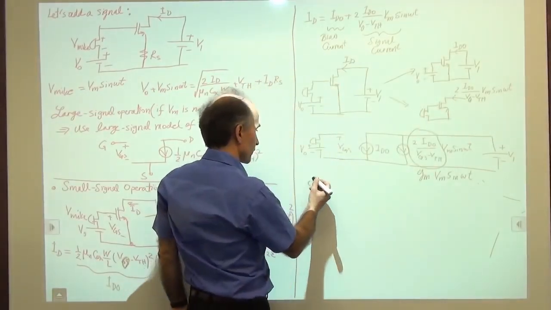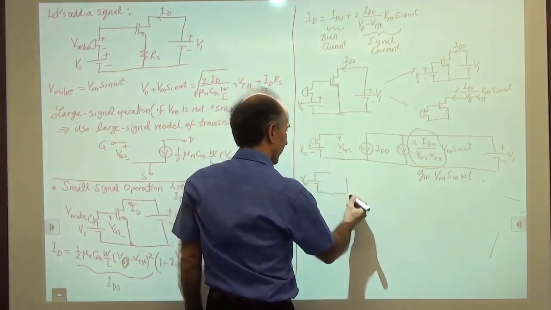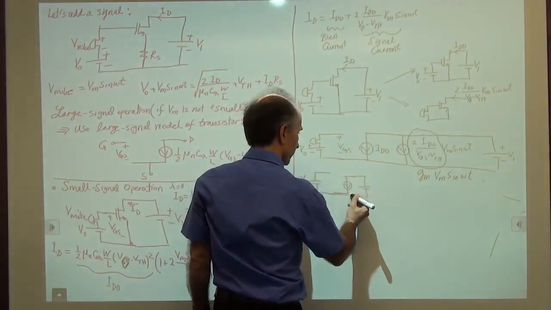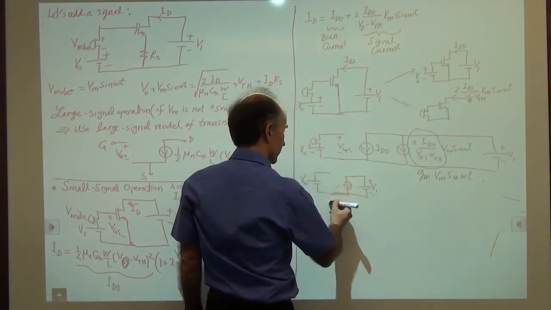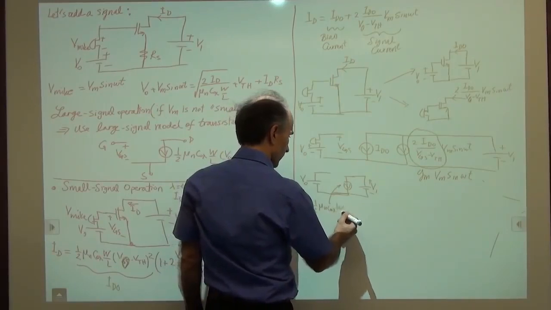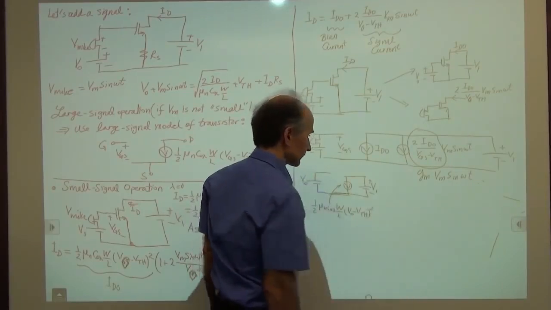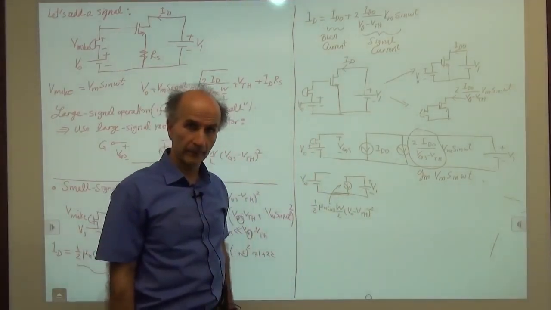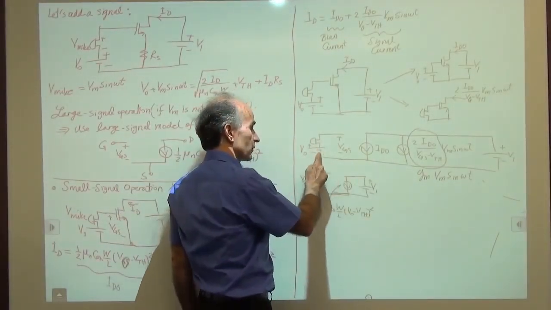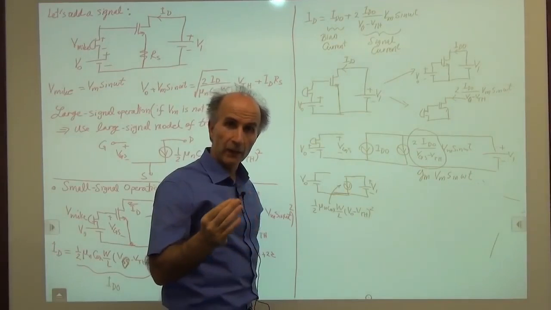Here's one picture where we have V0, and we have a current, and we have a voltage here, V1, and this current is given by 1/2 mu n C ox W over L times (V0 minus VTH) squared. So this took care of this voltage, this current, and this voltage, because they are all bias quantities and they do not change with time.